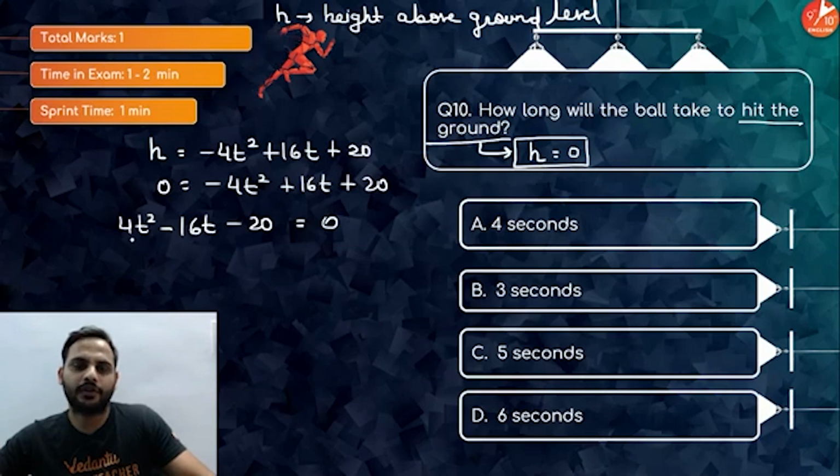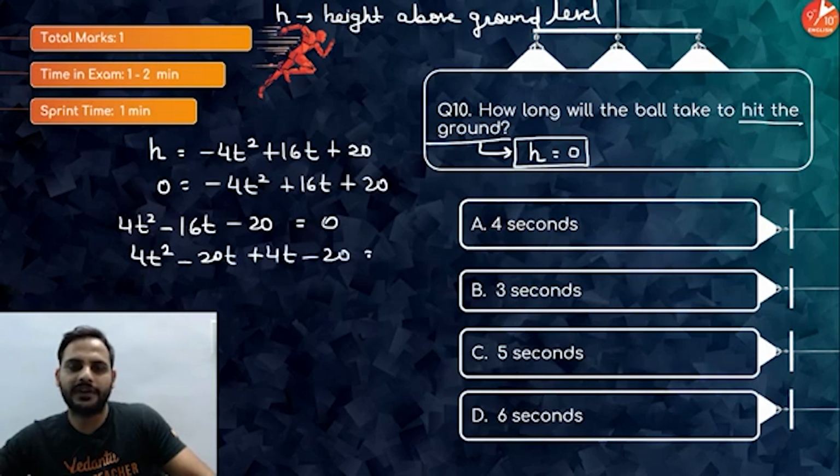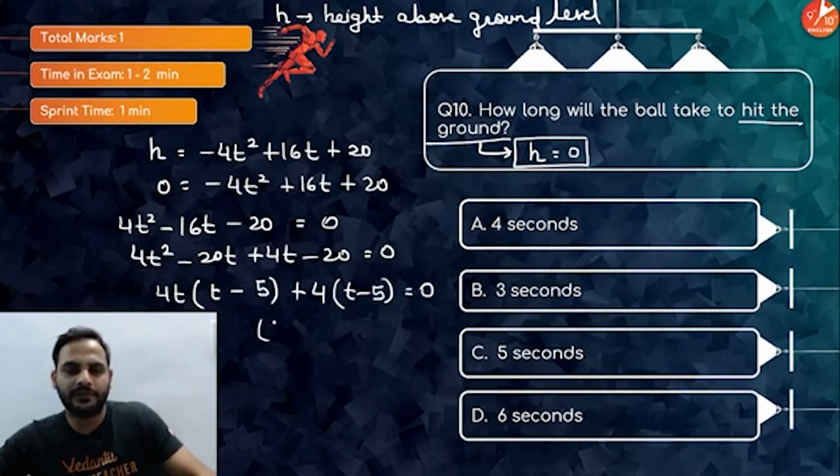So if you take the splitting the middle term, 64 into minus 20, minus 80 you want as the product, and minus 16 you want as the sum. So it's definitely minus 20 and 4. So 4t square minus 20t plus 4t minus 20 equal to 0. Here take 4t common, you'll be left with t minus 5, and here take 4 common, you'll be left with t minus 5 equal to 0. So we'll say its factorization is t minus 5 into 4t plus 4 equal to 0.